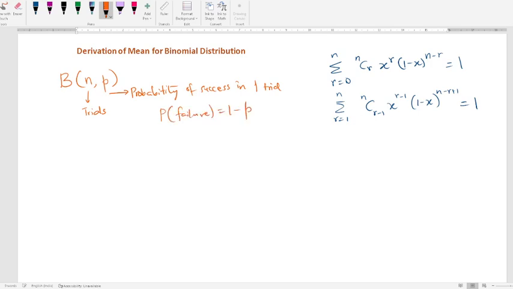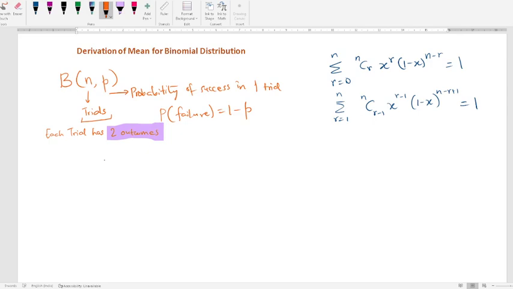1 minus p, because in the binomial distribution, we are assuming that each trial has two outcomes. So just as a revision of that concept, each trial has two outcomes. Since there are two outcomes, it's called binomial. There are two outcomes.